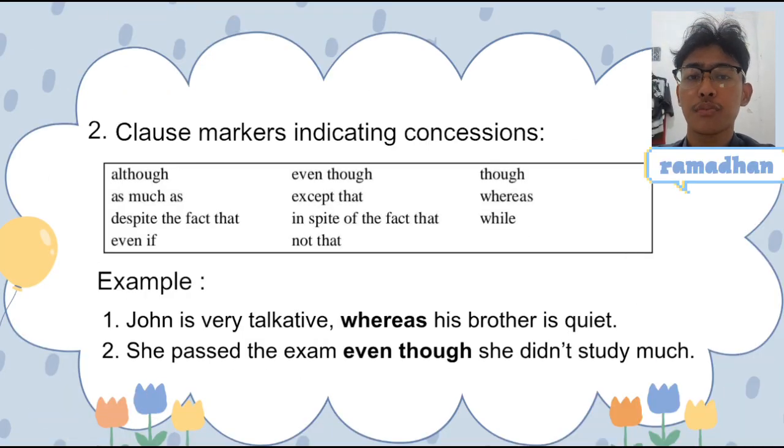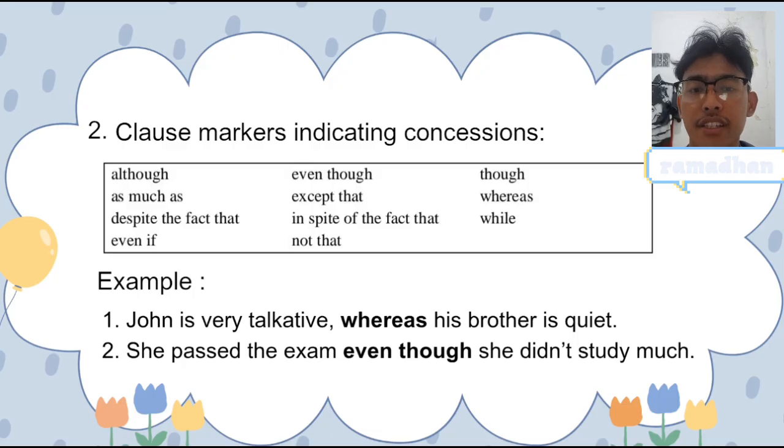Number 2. Clause markers indicating concession: although, even though, as much as, except, whereas, despite the fact that, in spite of the fact that, while, even if. Example 1. John is very talkative while his brother is quiet. Number 2. She passed the exam even though she didn't study much.